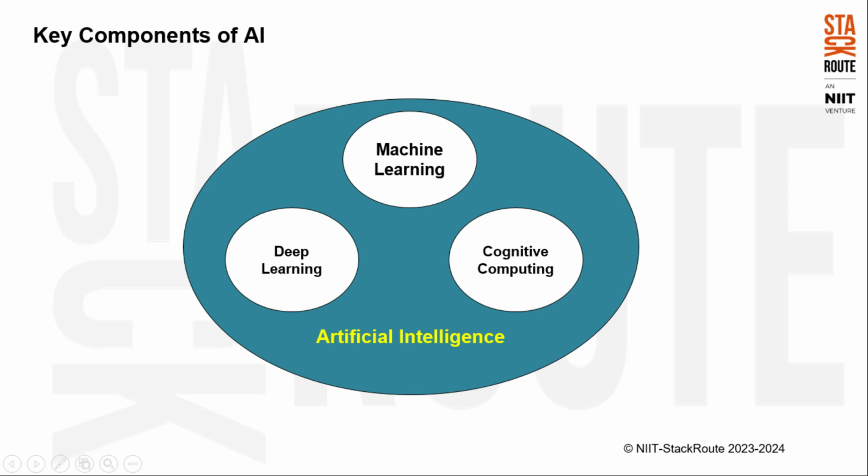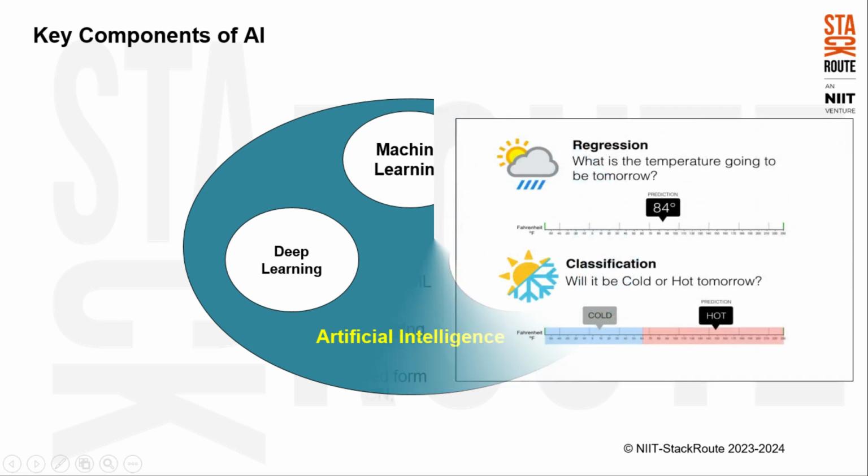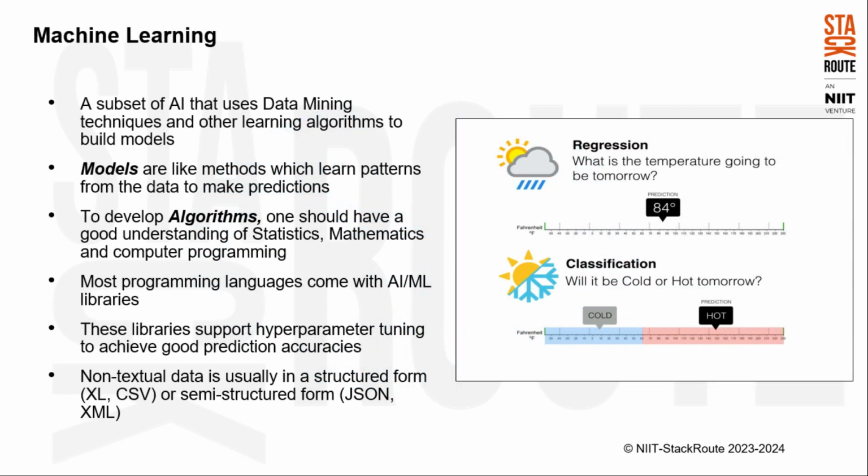So in the AI ecosystem, there are three main types of learning. The first one is machine learning. The second one is deep learning, and the third one is cognitive computing. In the next slides, we'll discuss how each of these learnings is used and how they are different from one another. In this slide, we'll be talking about the first component of AI, that is machine learning.